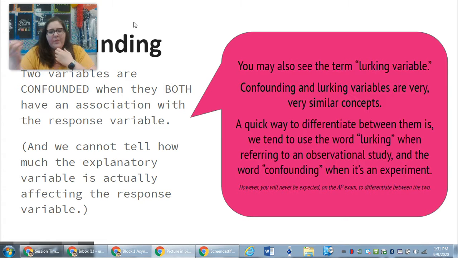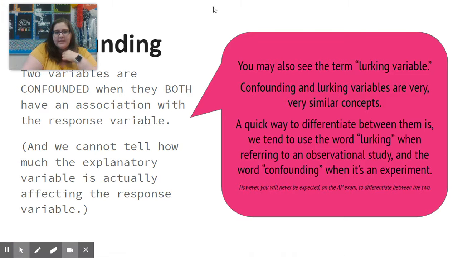Confounding is usually what we use when we're talking about experiments, and lurking is usually what we use when we're talking about observational studies. But you will never be expected on an AP exam to differentiate between the two. Just know that they kind of mean the same thing. There's something else going on. There's some other variable that's affecting things, and we can't necessarily rely on our treatments.